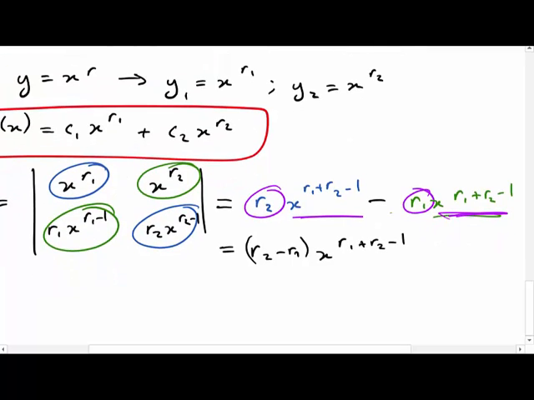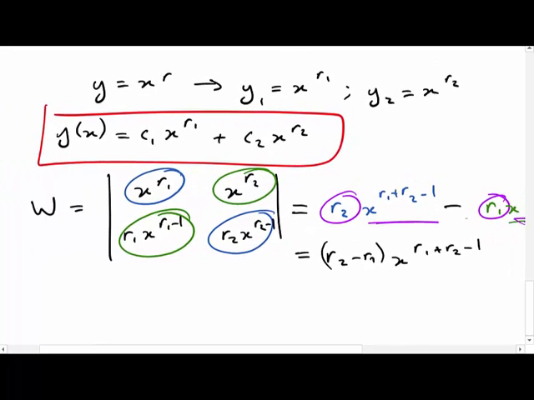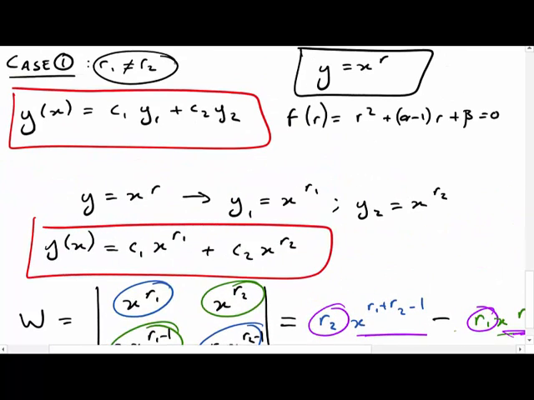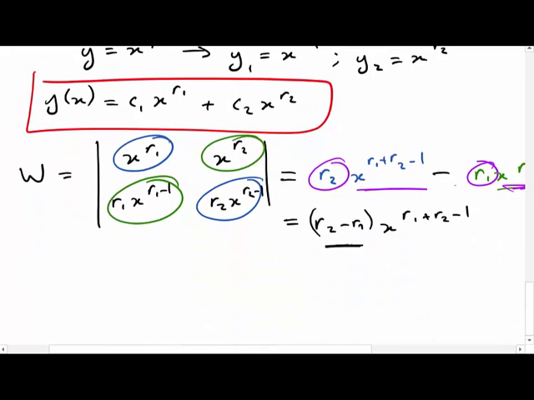Okay, and let's just have a look at this thing. Well, my first condition was, I'm looking at the case when r1 is not equal to r2. So because r1 is not equal to r2, when I subtract them, I'm not going to get cancellation. If they were the same, they would cancel, so that would be 0. But because they're not the same, they're not going to cancel.